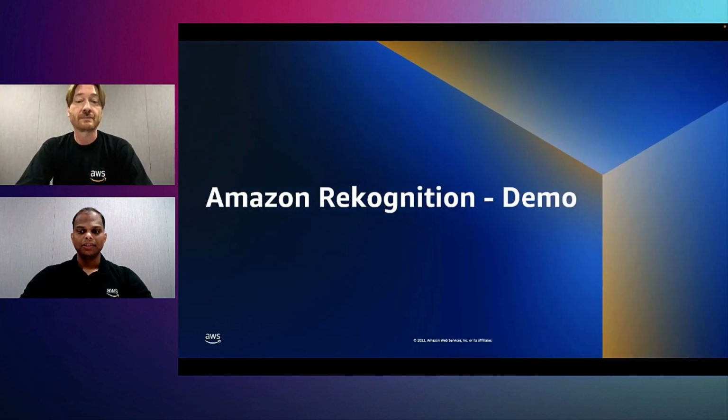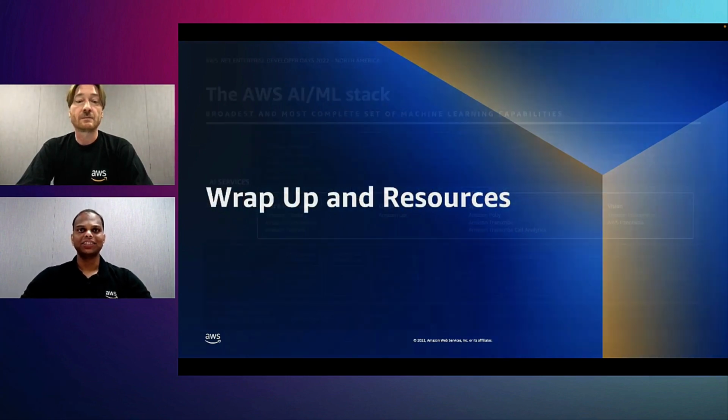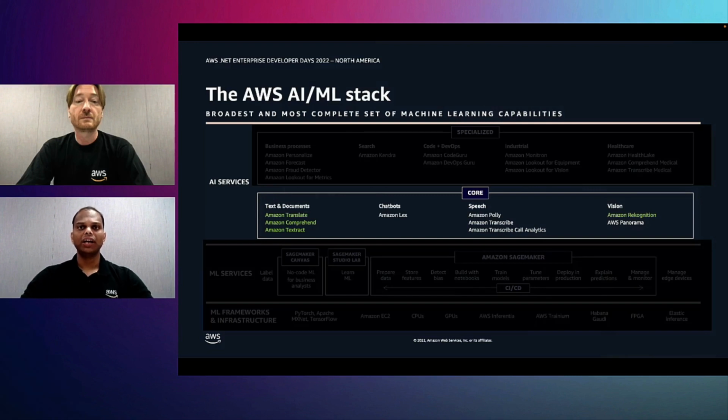Over to you, Prashant. Cool, that's awesome. So let's move to the final section, to wrap up with our resources. A quick summary of what we looked into today: we focused on the core AI services, and we saw the demo of Textract, Comprehend, Translate, and Rekognition. There are other kinds of services. For example, if you want to build chatbots, you can use Amazon Lex. If you want speech to text or text to speech, you can use Polly or Transcribe. And you have seen how easy it is to consume these services in a .NET application, right?